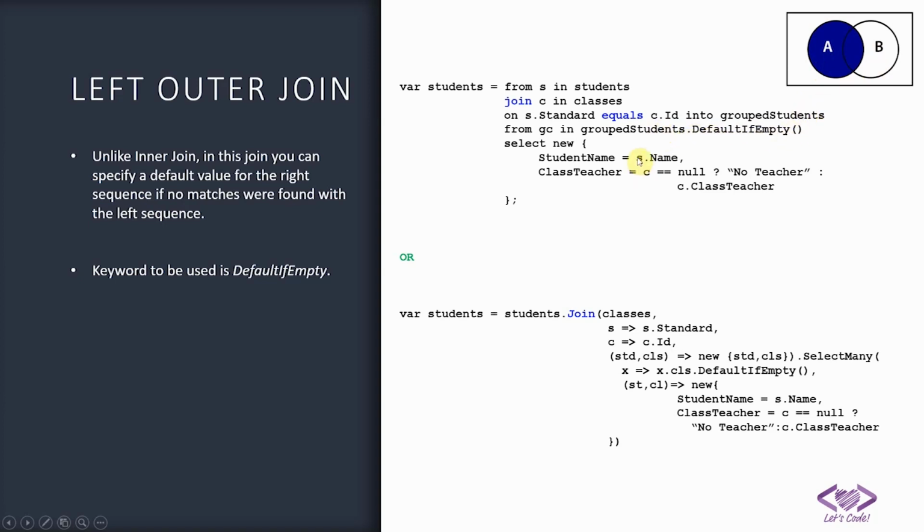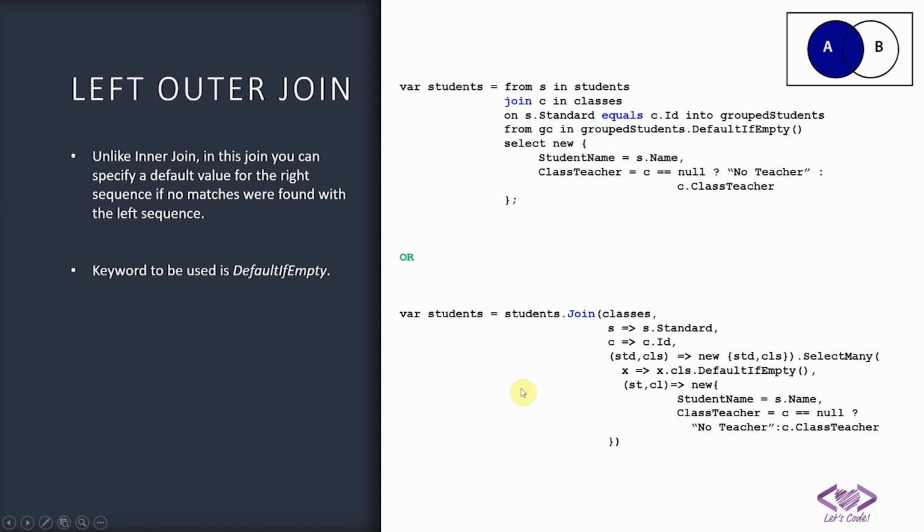But in this case, since we are dealing with objects, if we use C dot class teacher directly, then this C for the record which is not matching in B will be null. Because it is saying default if empty, if the C is not matching, the default of the student is nothing but your null data, so it will give you null. Then this will throw a null reference exception. So to handle that, we will check if C is equal to null, then return no teacher, else return class teacher. We will see how this happens over the code.